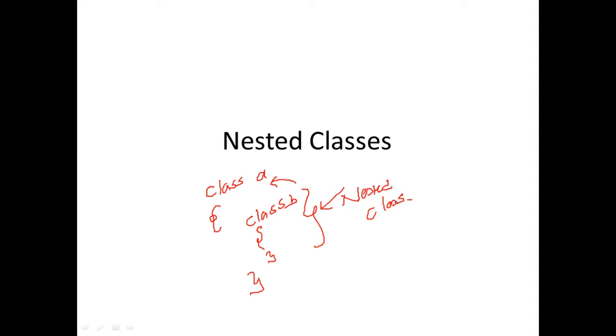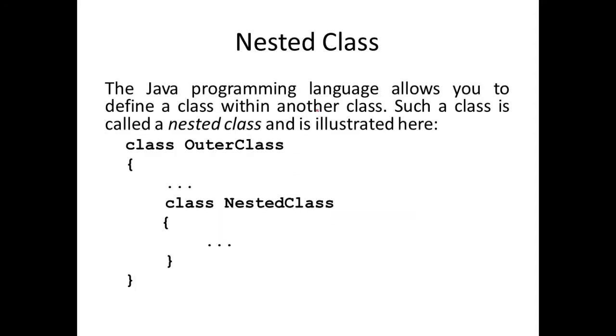So the definition of a nested class is very simple. It is defining a class inside another class. So this is the definition: a nested class is a class that is defined within another class. And here again I have given that example. You have a class, nested class. This entire class is defined within the outer class. So such a concept is known as nested classes.